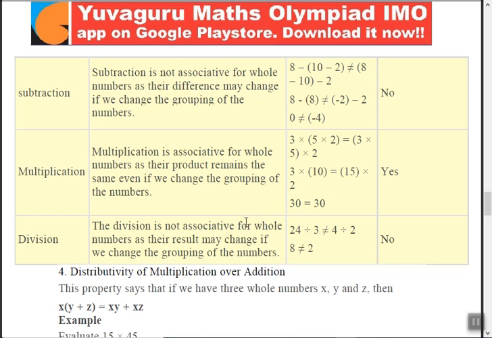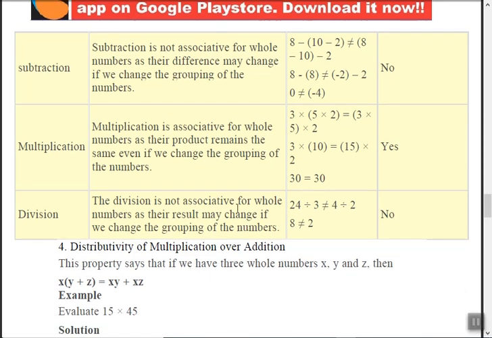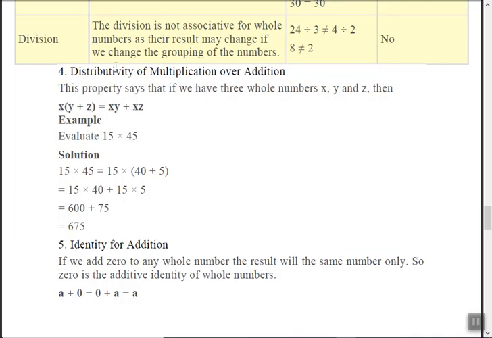Why? Because if you change the grouping of the numbers, then the answers become different. 24 upon 3 and 4 upon 2, both are different. So division is not associative for whole numbers. Next, distributivity of multiplication over addition.